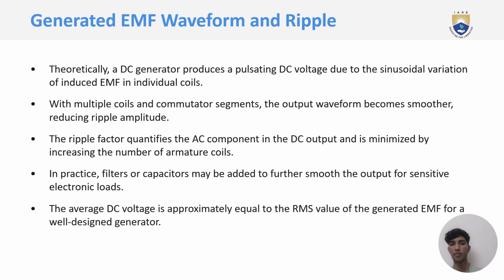Generated EMF waveform and ripple. In a DC generator, the output voltage is not perfectly constant. Each armature coil produces a sinusoidal EMF resulting in a pulsating DC output. However, when many coils and commutator segments are used, the output becomes smoother. The variation in the output voltage is called ripple. Ripple can be reduced by increasing the number of armature coils or using filtering components.